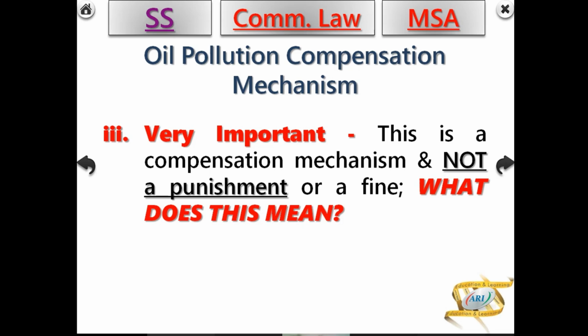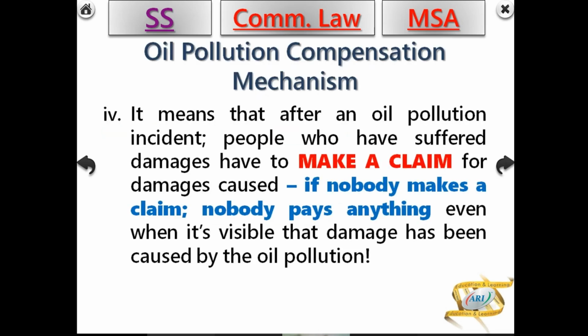Coming back to this, that it is not a punishment or a fine, but only a compensation mechanism. It means that in case of an oil pollution incident, people who have suffered a damage have to make a claim for compensation. We can see that oil is floating around in water, covered by BBC, CNN, etc. Nobody comes forward to make a claim, nobody pays anything. That is the meaning of compensation mechanism.